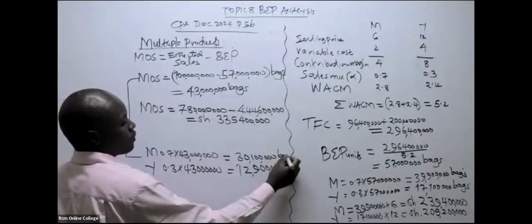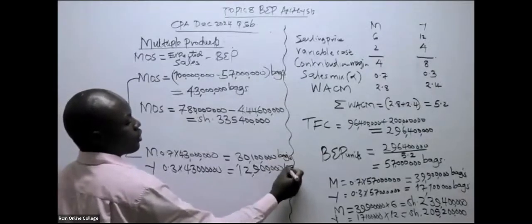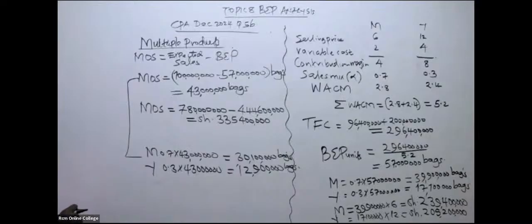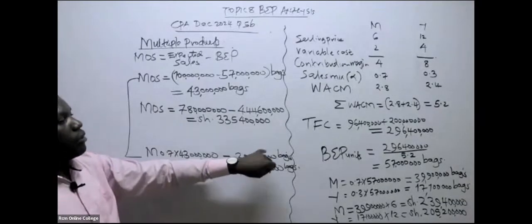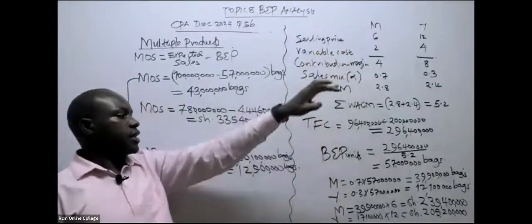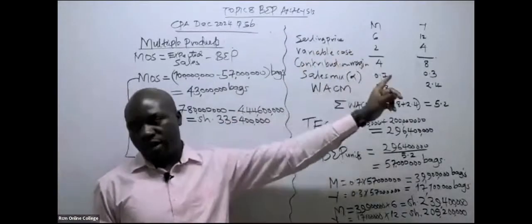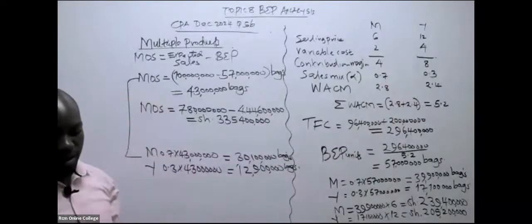So those are bags. Margin of safety in units. What if I were to get it in shillings? I'll be taking this, multiplying by 6 shillings, and taking this one, multiplying by 12 shillings.